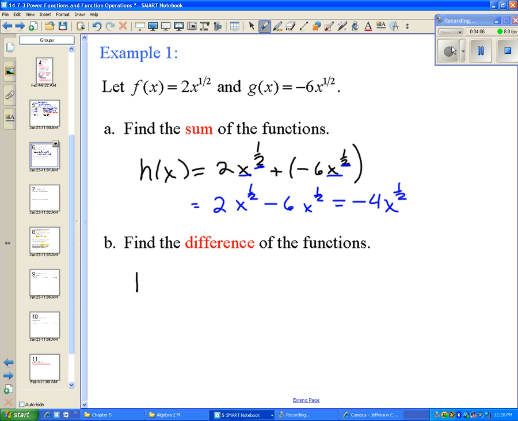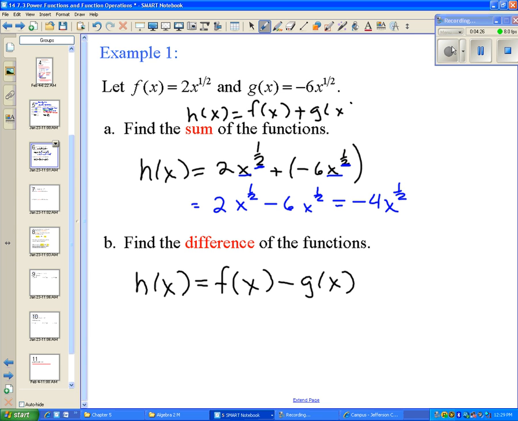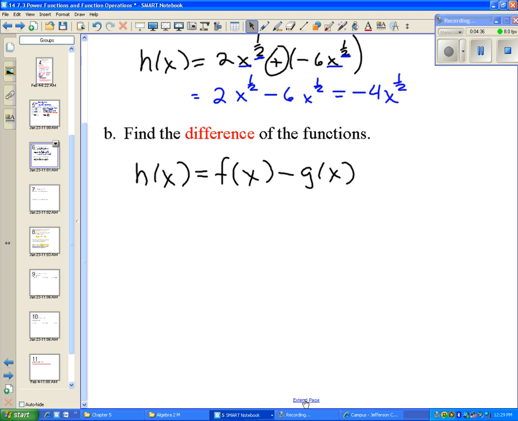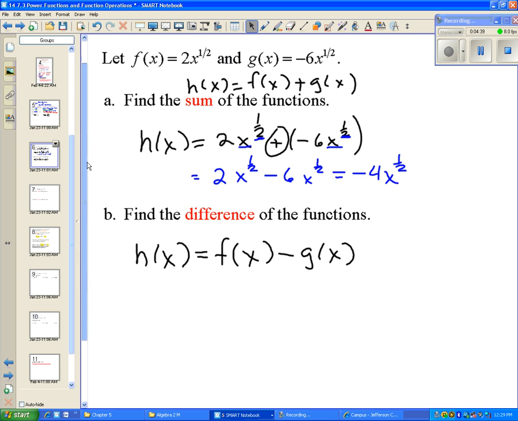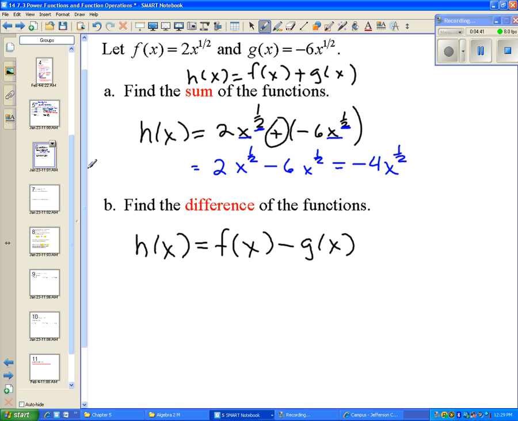So now this is asking me to find the difference. Again, my new function h of x is going to be the difference of these two functions. So this is going to be, I didn't write this above earlier, I'm sorry. This should be f of x minus g of x. Up here, I should have had h of x is equal to f of x plus g of x. That's what I did, but I actually didn't write that one step out. So what does this look like when I work out this problem? Well, I know what my new function is going to look like. I'm now going to plug in my f of x and plug in my g of x.